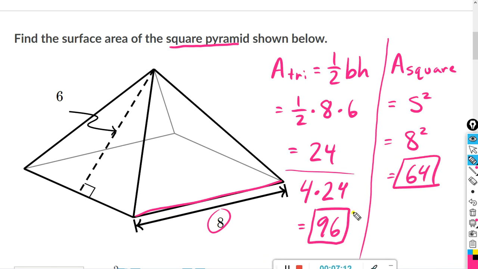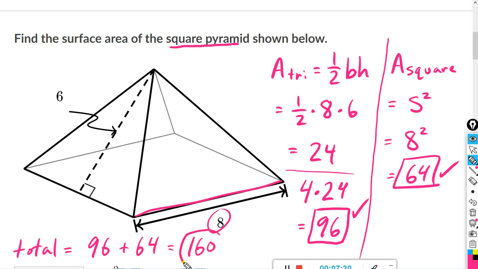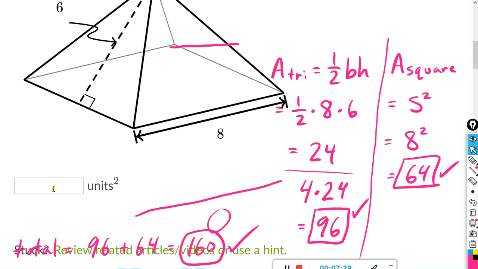So for the total, we're just going to add 96 plus 64. The total surface area is going to be 96 plus 64, and that is just 160. Final answer. So you click in the box and you type 160.